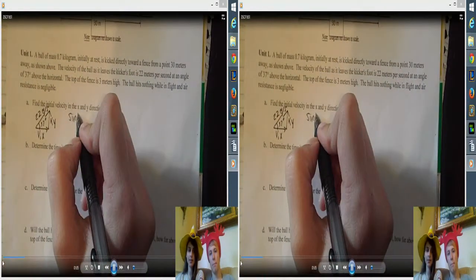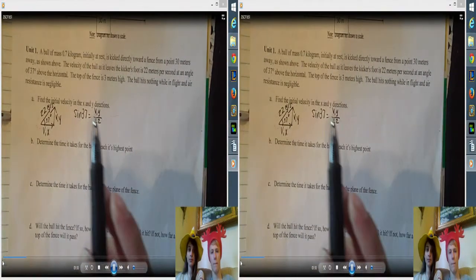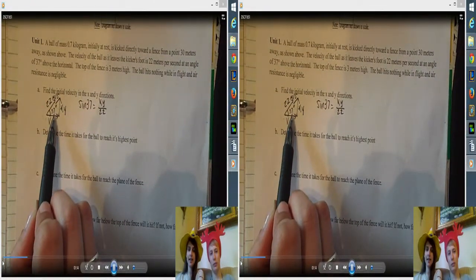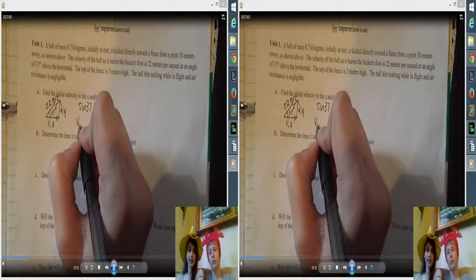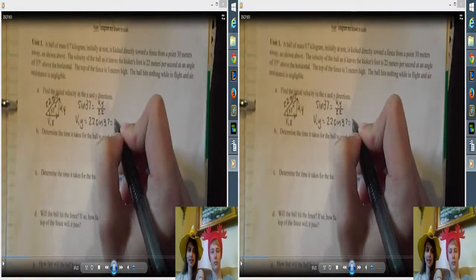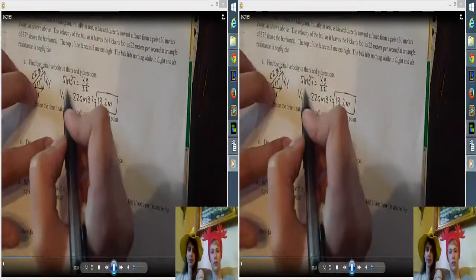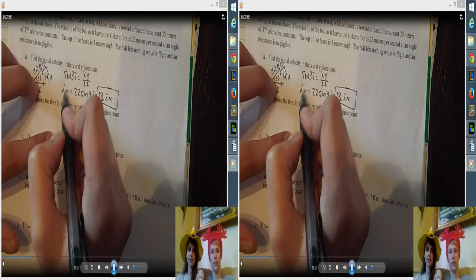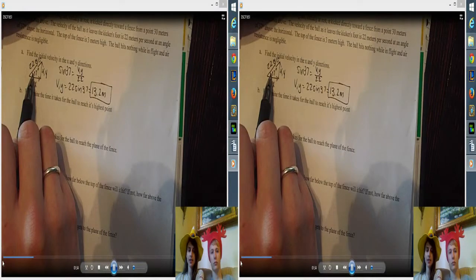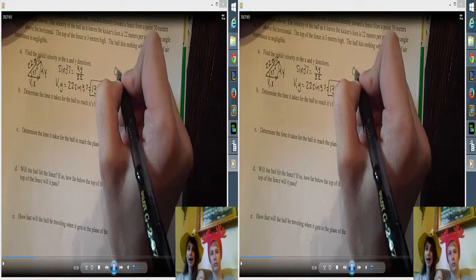So we're going to do the sine. Remember this trigonometry: sine 37 equals V1y over 22. Remember that sine equals opposite over hypotenuse. And so V1y equals 22 sine 37, and that's 13.2 meters per second. For the velocity in the x direction, you just have to do cosine. Just remember that sine goes with y, cosine with x.